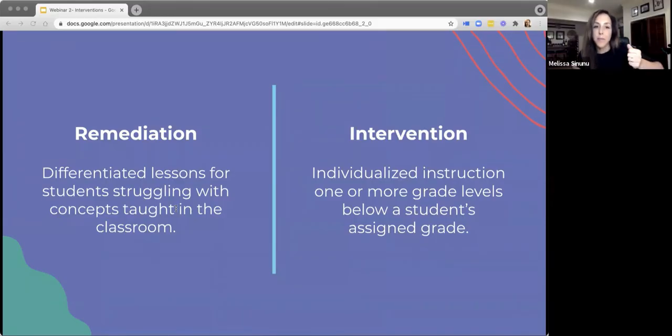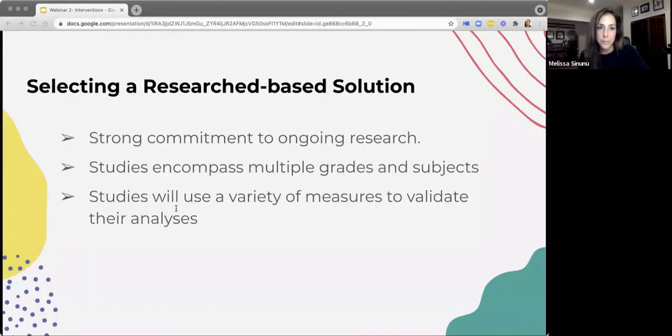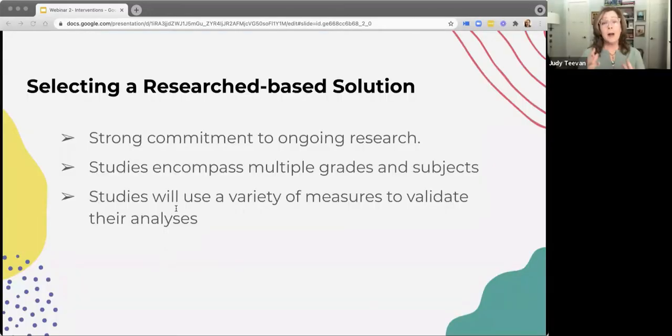So now let's think about the qualities to look for when selecting your intervention program. Yep, selecting the right intervention includes many factors, really, right? You want a program that's easy for teachers to implement and engaging for students. It should address multiple areas of intervention and offer a wide array of grade level skills, really regardless of the assigned grade of the student.